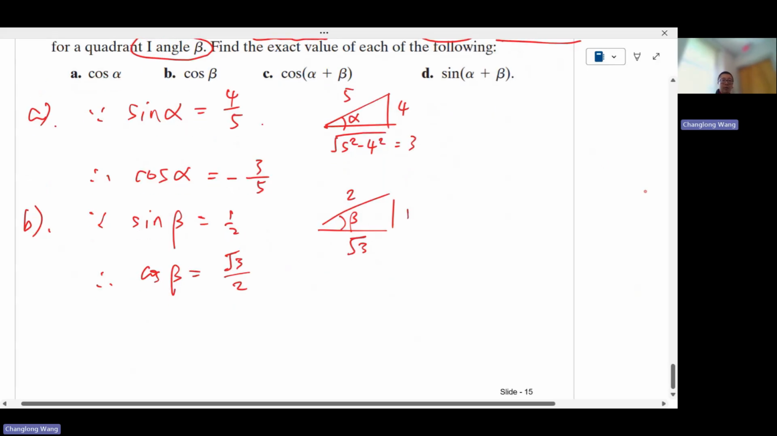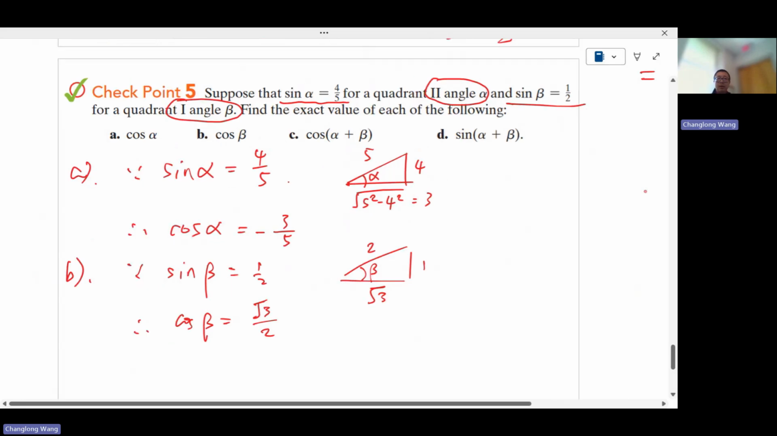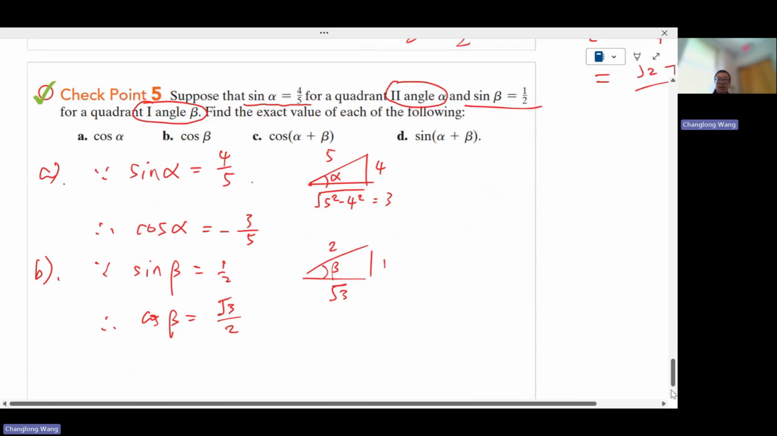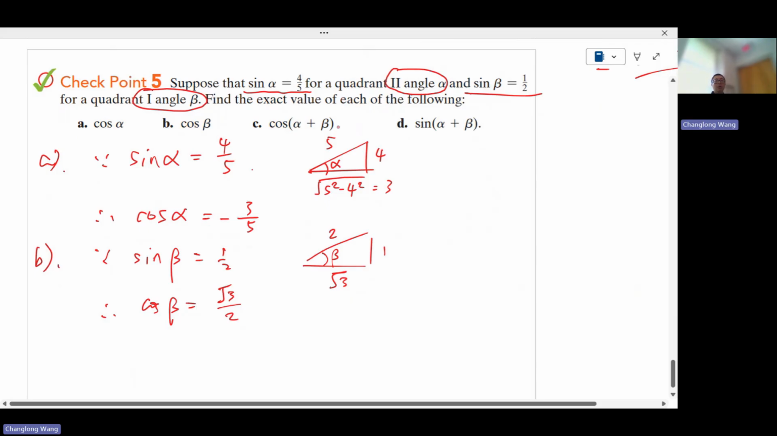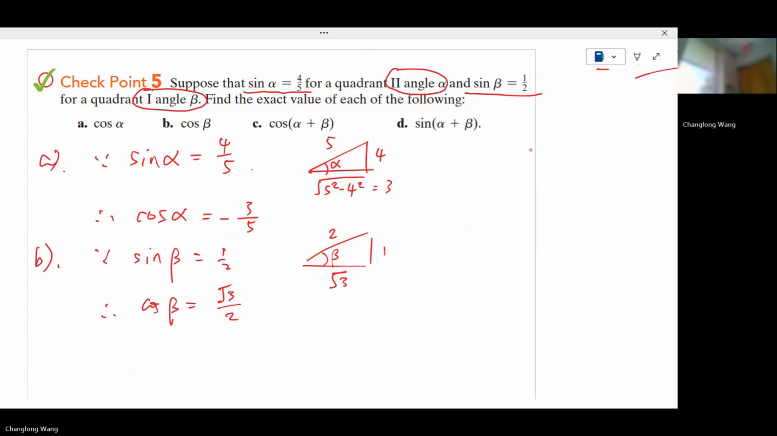So now you can work out letters C and D, right? Because if you can expand cosine of the sum of the angles in terms of cosine alpha beta, sine alpha beta, right? The same thing for sine alpha plus beta, right? You have all the ingredients, ready to go. You just have to put them together, right? So why don't you complete C and D? Right, go ahead.